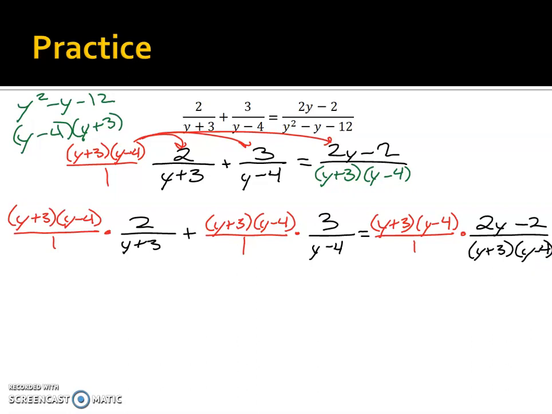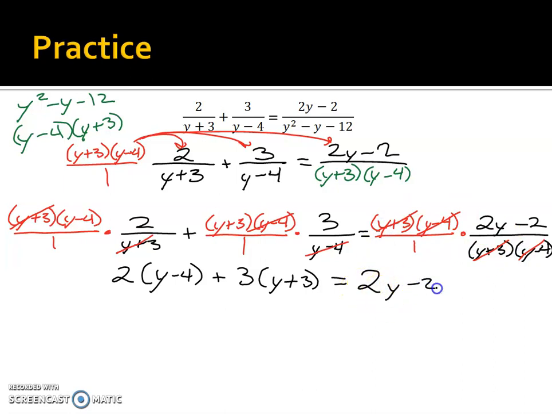You might be noticing how this pattern works on what you can and can't cancel. So if you're starting to get that, you don't have to write out all these steps. But my y plus 3's would cancel, so I'm left with 2 times y minus 4. Plus, now my y minus 4's cancel, so I'm left with 3 times y plus 3 equals, now on the right side here, my y plus 3 cancels and my y minus 4 cancels. So I am left with 2y minus 2 because everything canceled other than that part on the top.